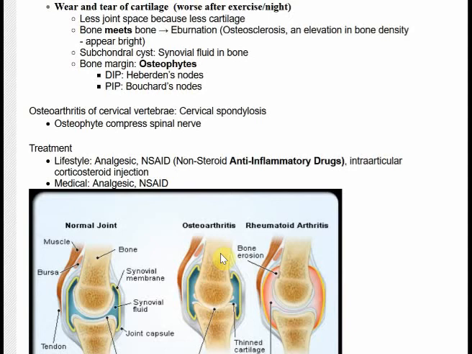So, key point, osteoarthritis is a non-inflammatory cause of arthritis, and it's basically bone wearing on bone. You can have osteophyte formation, and can cause things like Heberden and Bouchard's nodes. You can have subchondral cyst formation, and the key feature is there is minimal joint stiffness, less than 30 minutes.